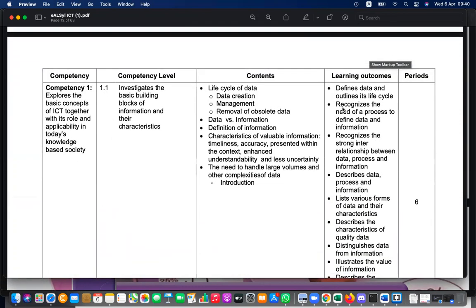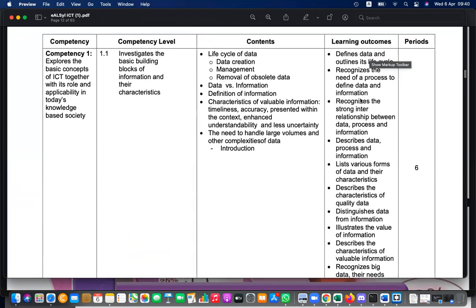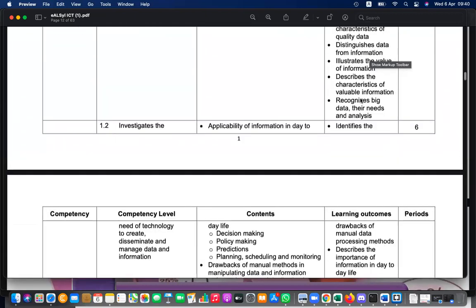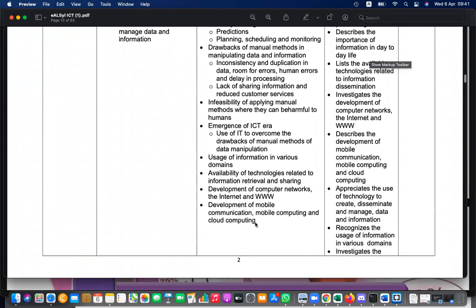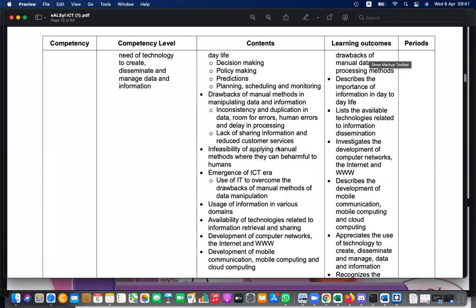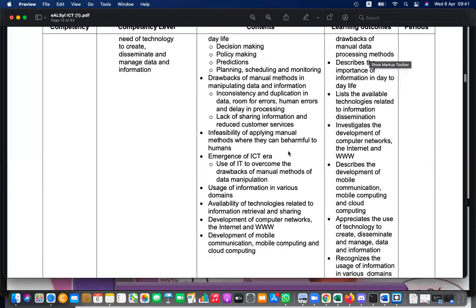Under the first lesson, we are going to learn about data and their behaviors, data and information, and also the golden rule of information. So how information changes with time, how the value of the information is changing, we are going to learn about that. And also the usages of ICT, and the methods related to ICT, the data collection.